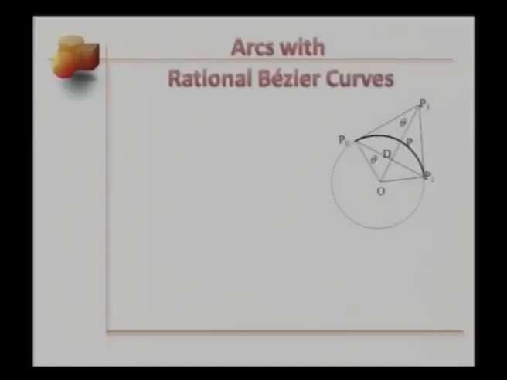How about modeling circular arcs with rational Bézier curves? Here's a figure. We have a circle with center O and 3 points P sub 0, P and P2 lying on the circle. This curve here represents the circular arc, and it's modeled, let's say, as a quadratic Bézier curve again, defined by the control polyline P0, P1, P2. P here corresponds to the parameter value t equals half. Let's try to work the algebra to see if we can get a circular arc.